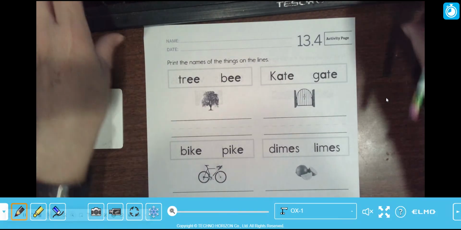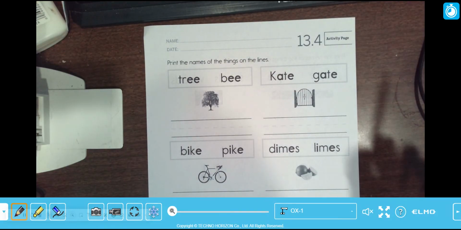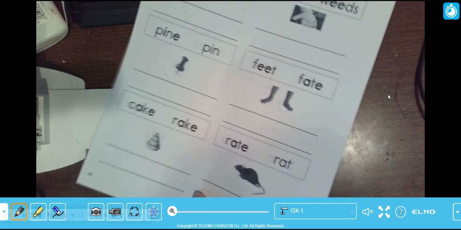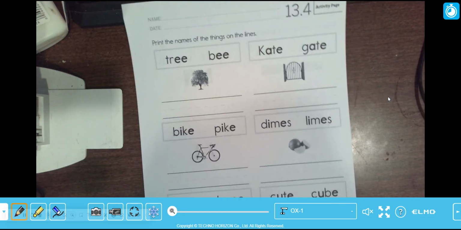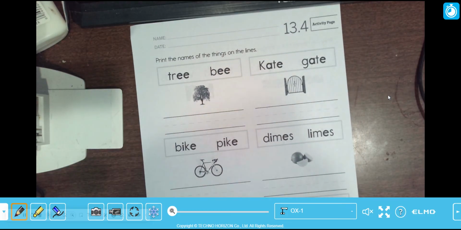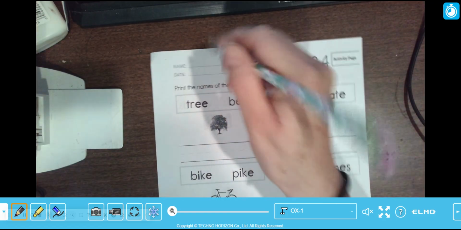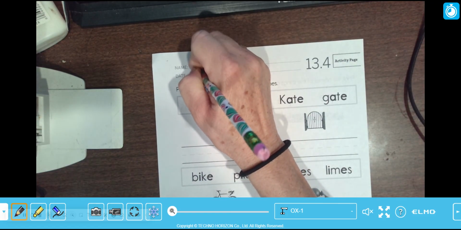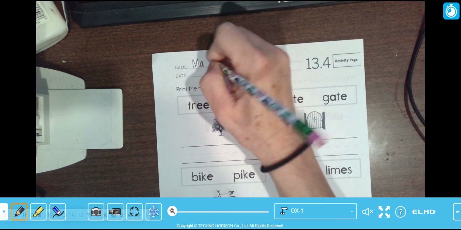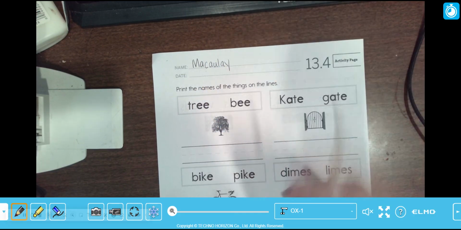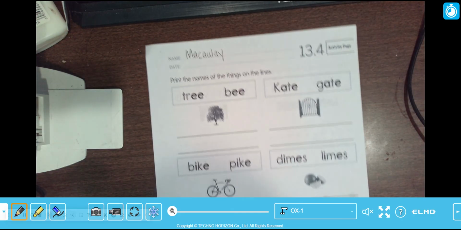Hello, everybody. Today we're going to be working on page 61, and on the back side is 62. It's in the activity book for Skills Unit 2. Okay, so let's do this. Write your name at the top. Print the name of the things on the line.